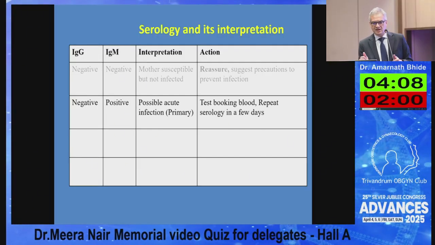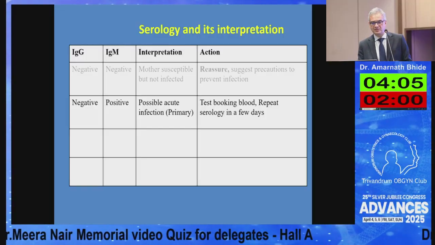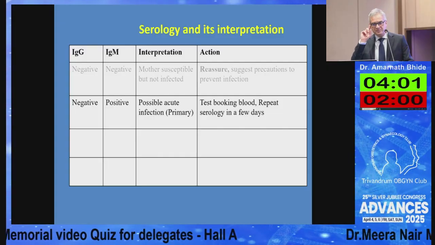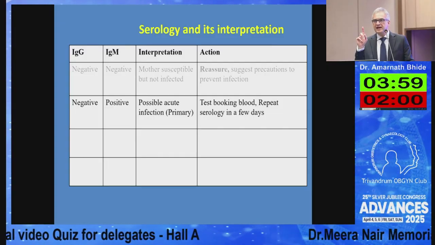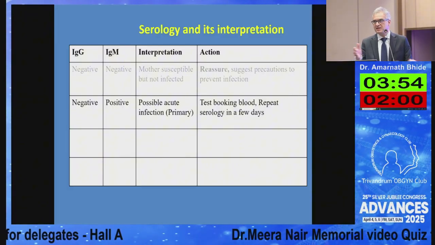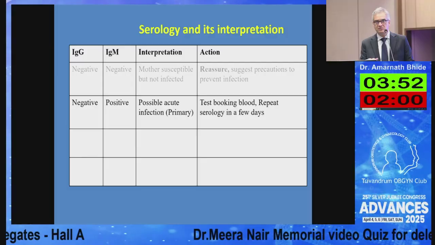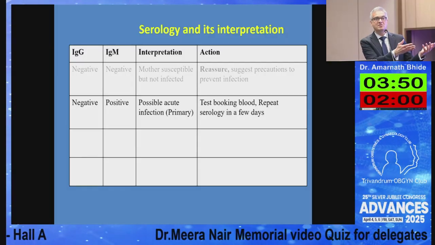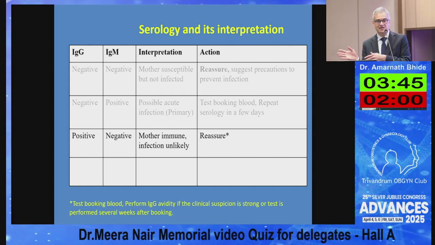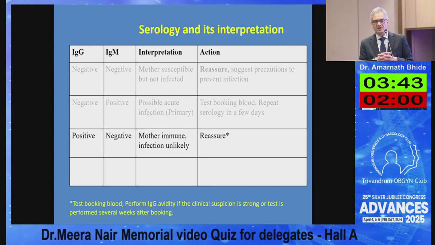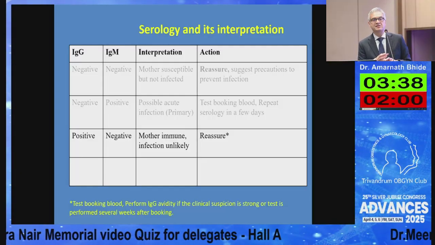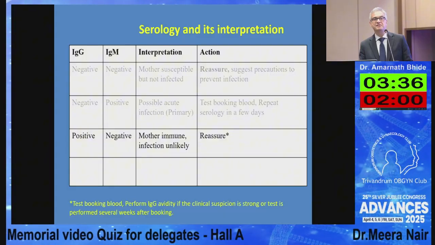If IgG is negative and IgM is positive, then there is a possibility of acute infection. But remember that IgM is a non-specific antibody, and sometimes it can show up even if there is no infection. So if you follow it up, then IgG will also come up, and that will confirm seroconversion, and that indicates primary infection. If IgG is positive and IgM is negative, then mother is immune and infection is unlikely.